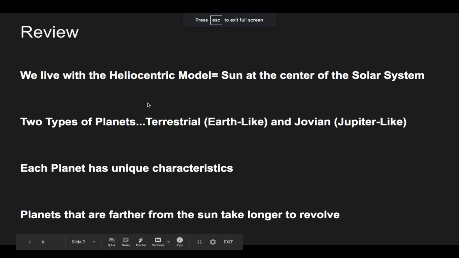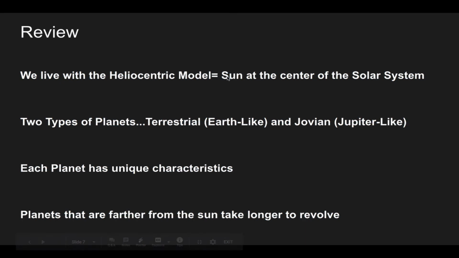So just to review, we live with the heliocentric model, which means the sun is at the center of the solar system. There's 2 types of planets, terrestrial, which are Earth-like, and Jovian, which are Jupiter-like. Each planet has unique characteristics, which you can find on reference table page 15. And planets that are further from the sun, they take longer to revolve or go around the sun.